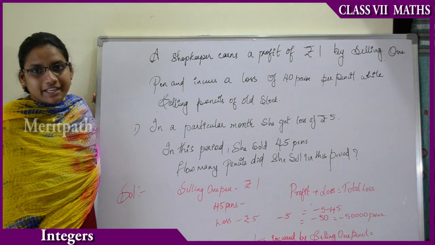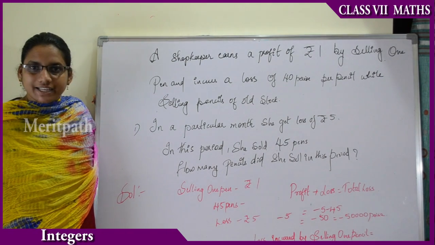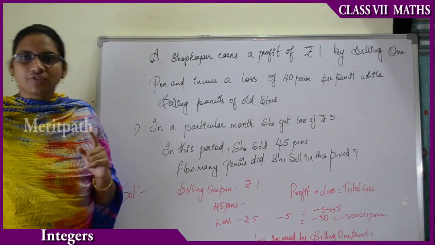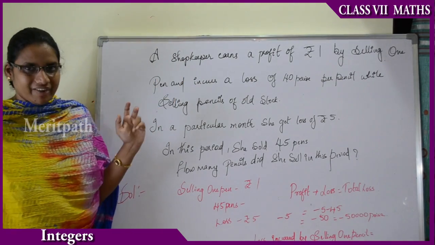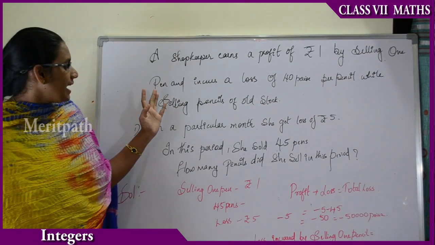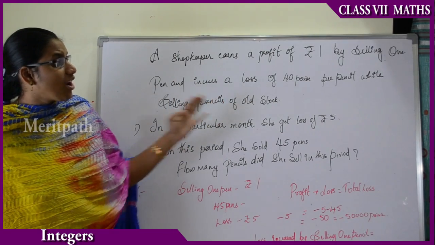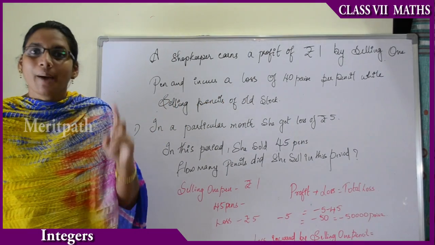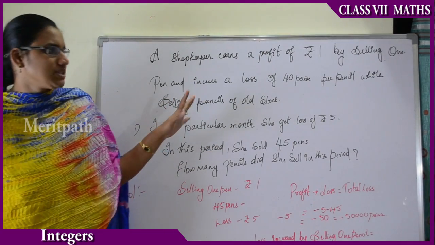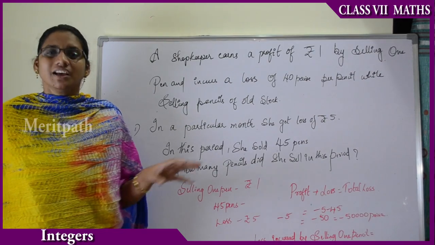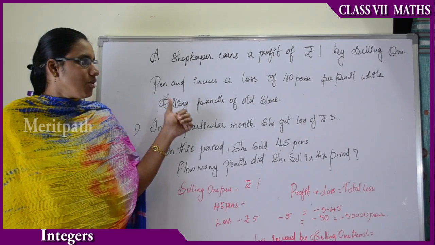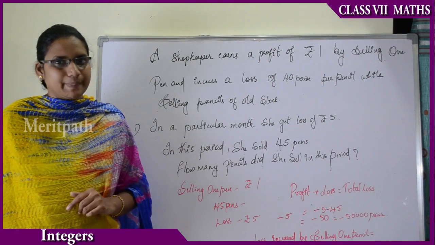Let us deal with another, more interesting problem. A shopkeeper earns a profit of 1 rupee by selling 1 pen. Sometimes he will be getting a loss of 40 paise per pencil, because he had some old stock of pencils and he wants to sell it for some amount. So he is getting a 40 paise loss for each pencil, and he is getting 1 rupee for one pen.